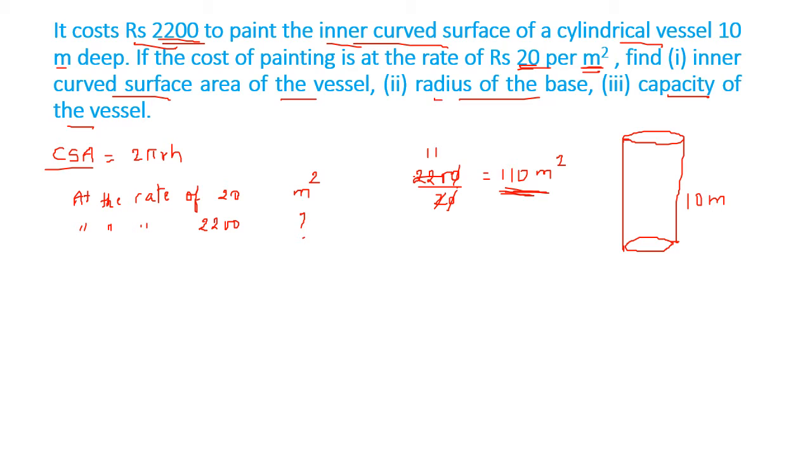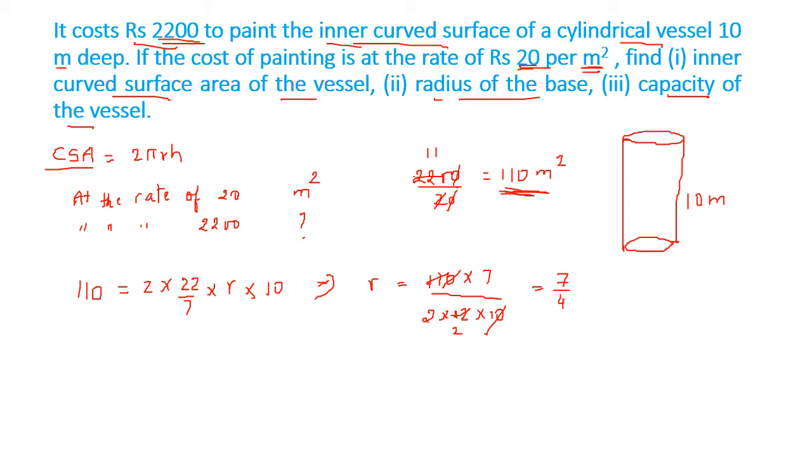Now we have to find the radius of the base. We already got the CSA is 110 and the formula is 2 pi R H, with pi as 22 by 7. Radius we have to find. The height we know is 10. So rearrange this, what do you get? R is equal to 110 into 7 upon 2 into 22 into 10. Zeros cut. So 7 upon 4 is the radius.